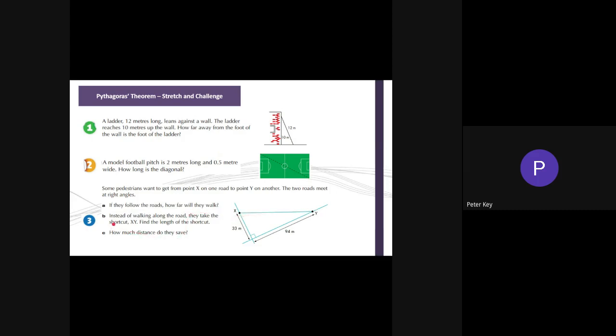A. Instead of walking along the road, they take the shortcut, X, Y. Find the length of the shortcut. So I'm looking for the shortcut. X is there, Y is there. So this is the shortcut. Now look, it's the hypotenuse. All right, find the length of the shortcut. So I know that squared plus that squared equals that squared. So once I've got that, square root it, and then that gives me my answer.